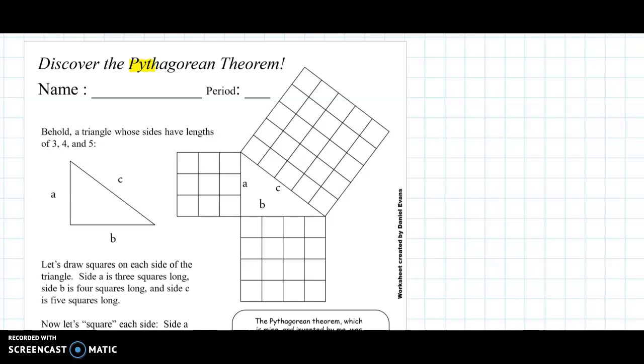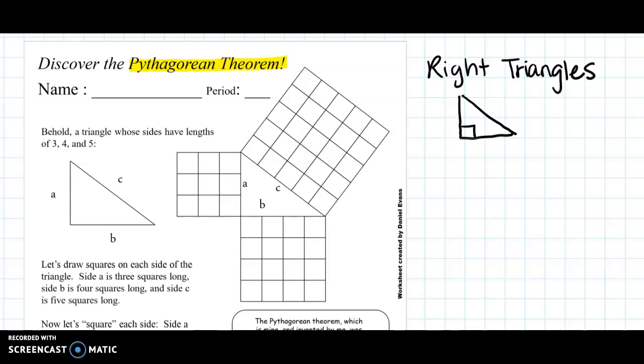Let's take a look at how the Pythagorean theorem was discovered and what it means. The Pythagorean theorem is all about right triangles. Remember, a right triangle has one right angle. A right angle measures 90 degrees.